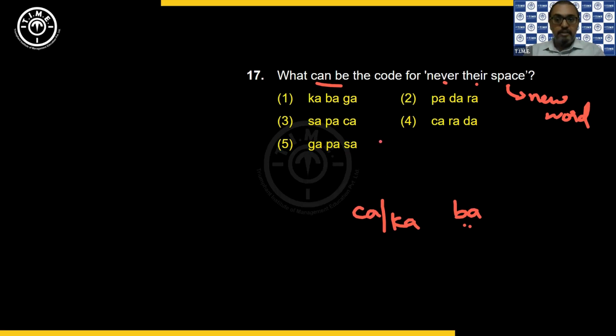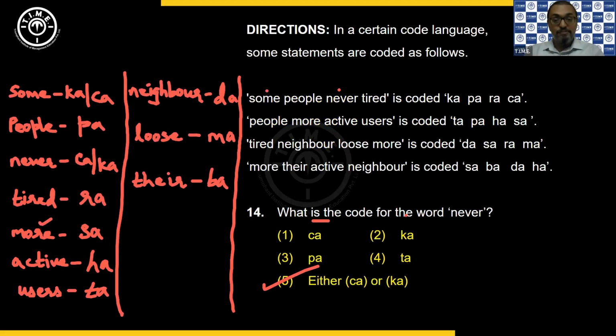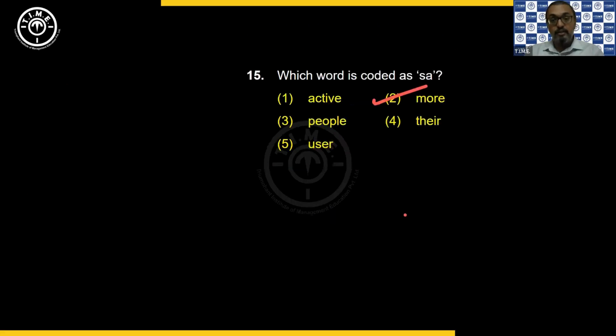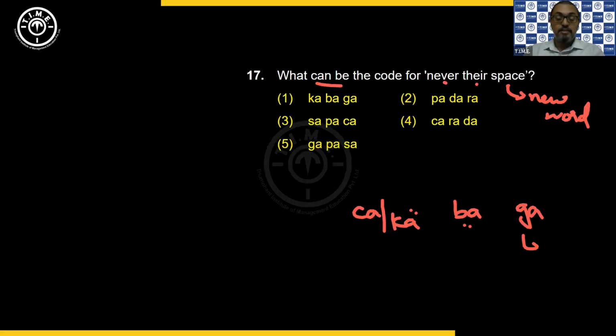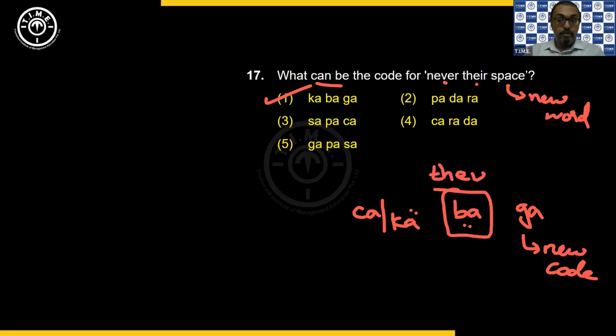BA is available in the first option. Along with that, KA is also there in the first option. And then you have GA. Is GA a new code? Do I have GA anywhere in the list of codes? I don't have, so GA is accepted as the new code. So you can choose the first option, because in none of the other options do you find the code BA that should compulsorily be given for the word there. That way you can eliminate the remaining options. Right. Choice 1.